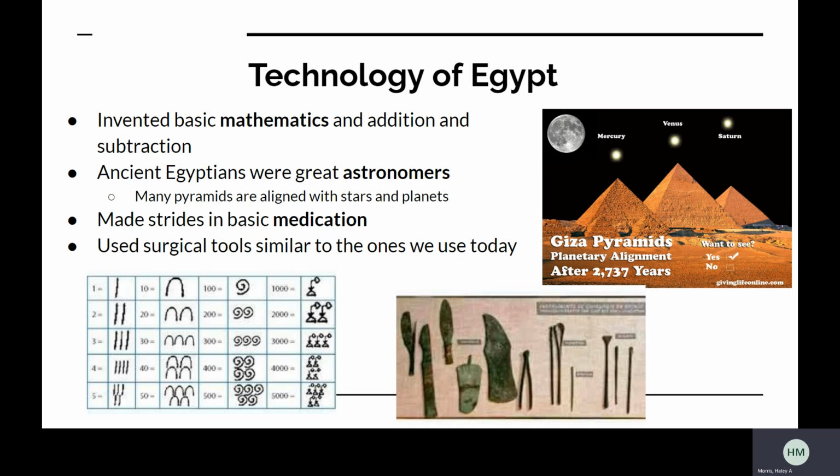And they made strides in basic medication as well. And so they were coming up with new techniques in medicine. They were coming up with new ways to treat different ailments. They used surgical tools similar to the ones that we use today. And so that, again, is something very complex, and it's very advanced for an ancient civilization. To think that they were performing surgeries and they used tools similar to what we still use today. So we learned a lot from the Egyptians, and their civilization was definitely one that technologically was very advanced as well.